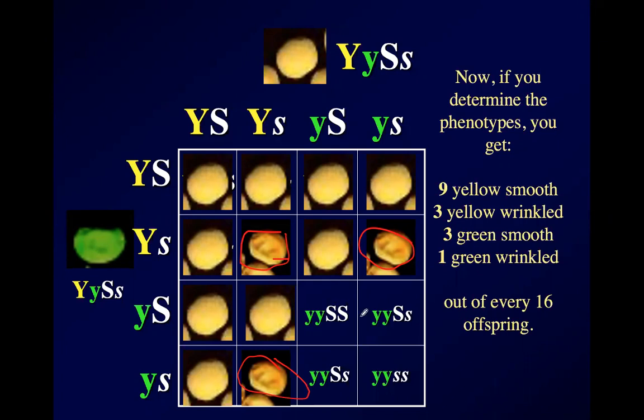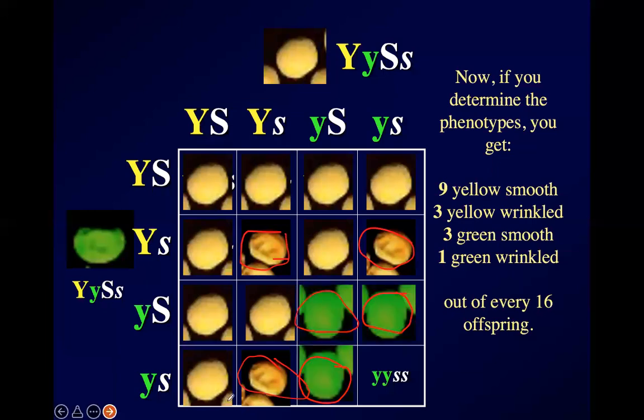Okay, that leaves 4. These 3 have 2 copies of the recessive green allele, which we write as little y, but they've got at least one copy of the dominant smooth allele. So that one, and that one are going to look green but smooth. Ta-da. And that leaves 1 out of the 16 that is going to be both wrinkled and green. And it will look like that.